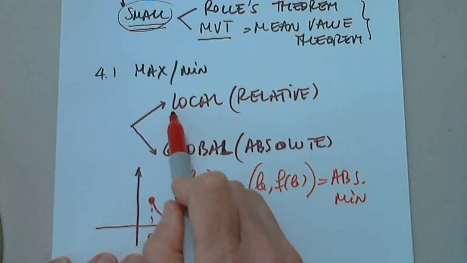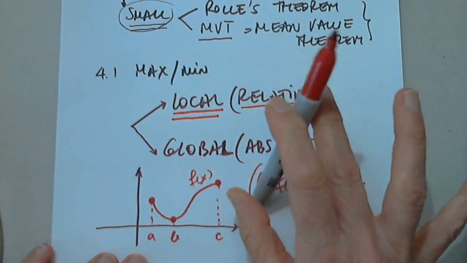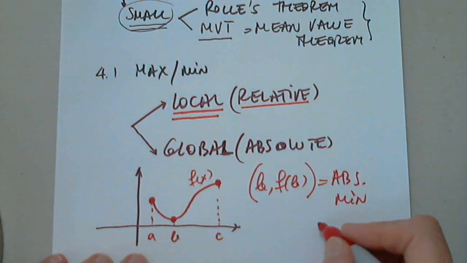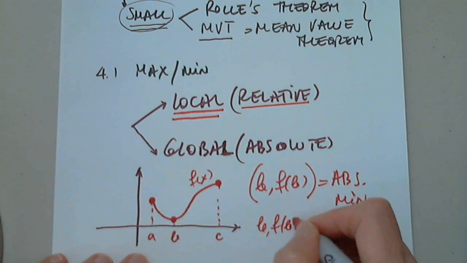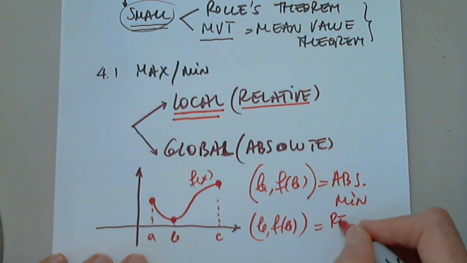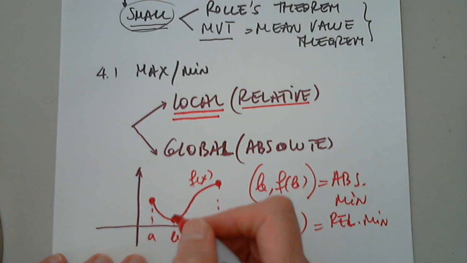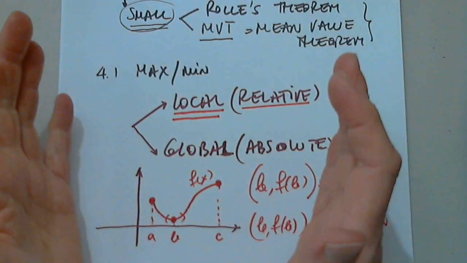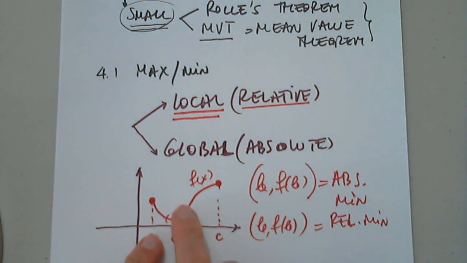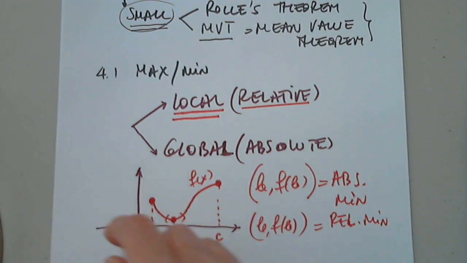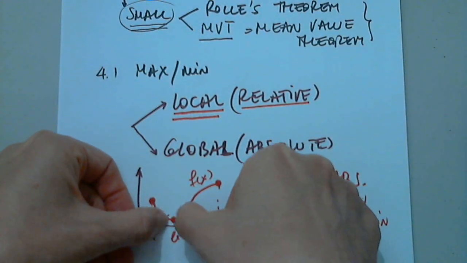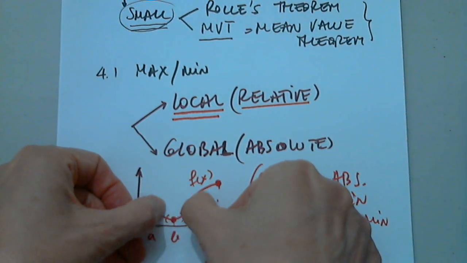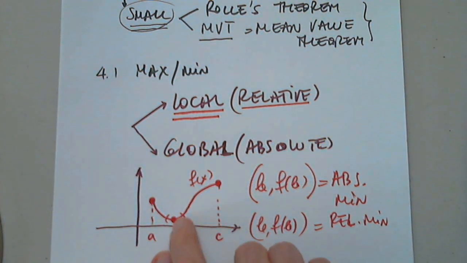It is also the local or relative. How come? What does that mean? So also b, f of b, is also a relative minimum because the function exists on both sides and all function values are bigger in the vicinity of this x value, not here or here or here, but in the vicinity. The function exists on both sides and all function values are higher than this one is.